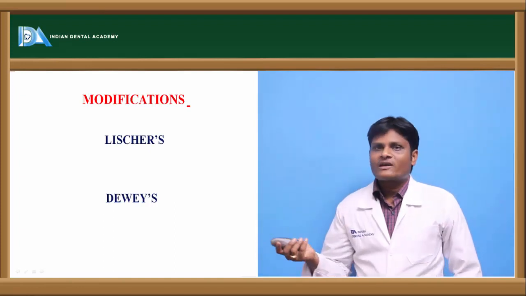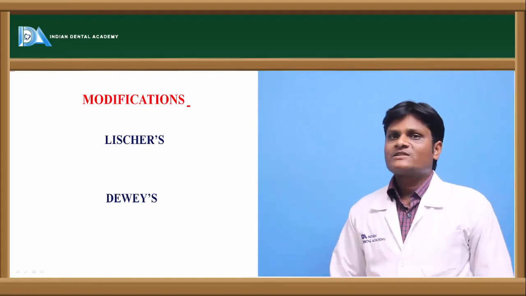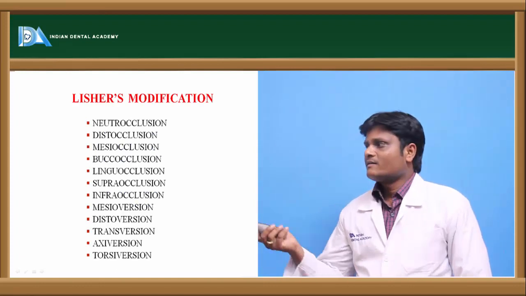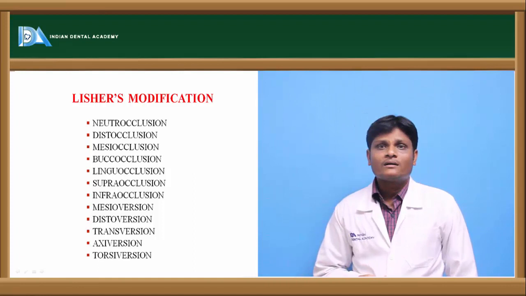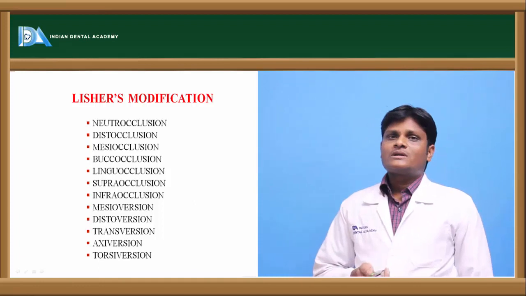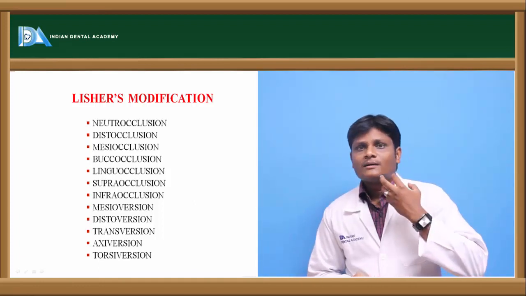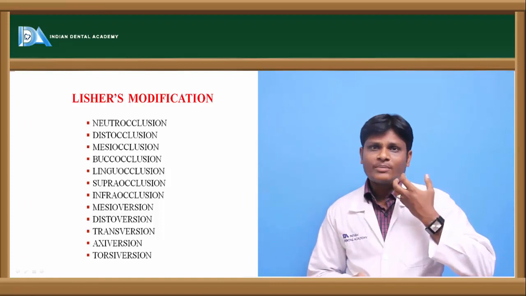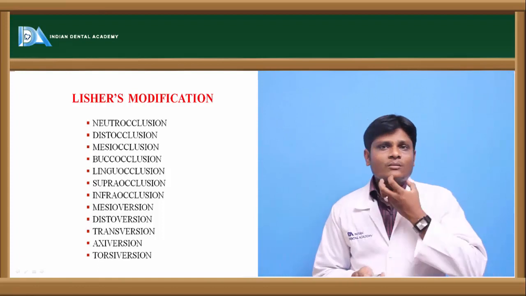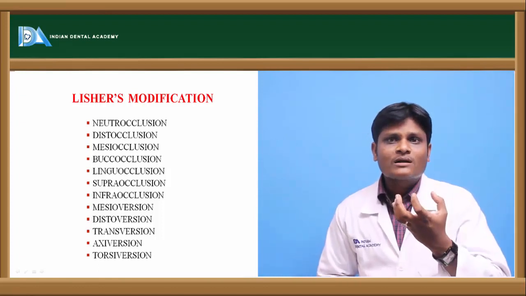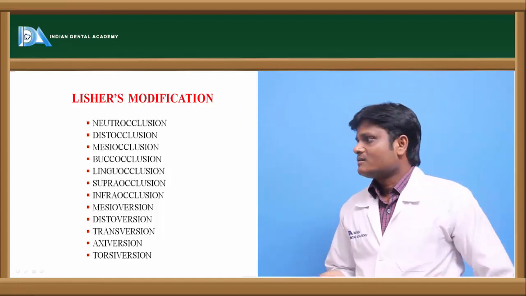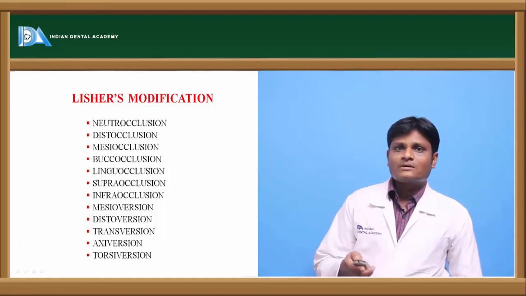Here the main modifications are Lischer's modification and Dewey's modification. Coming to Lischer's modification, he has given a few terminologies like neutro-occlusion, which is Angle's class 1 molar relationship; disto-occlusion, that means the lower molar is occluding distal to the upper molar, which notifies Angle's class 2 molar relationship; mesio-occlusion means the lower molar occluding mesial to the upper molar, which indicates Angle's class 3 molar relationship; bucco-occlusion, that means crossbite; lingo-occlusion means a lingually placed tooth, this also leads to crossbite.